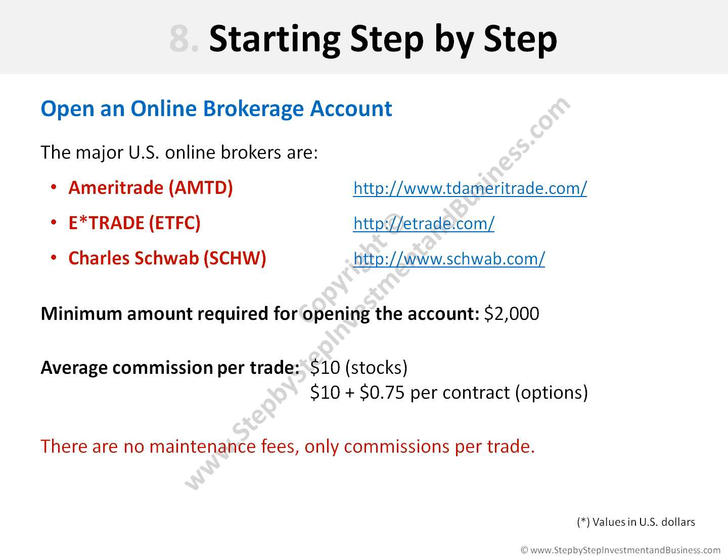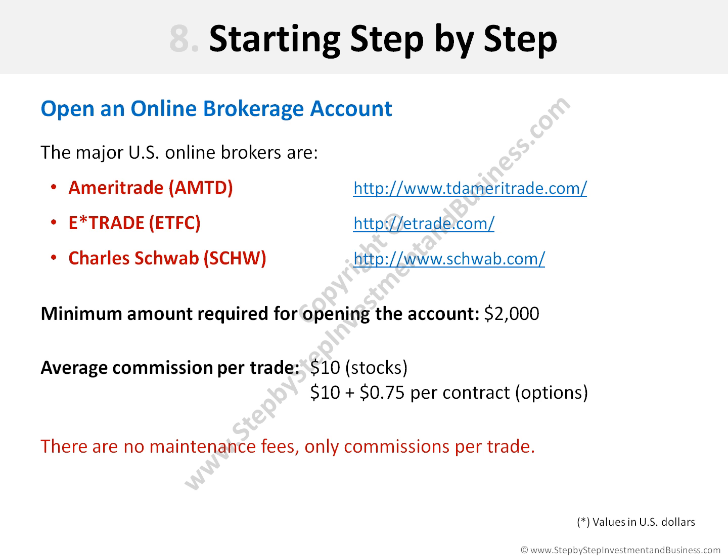All brokers get paid a commission each time we place a trade. In general, the average commission per trade is the following. In the case of trading stocks, $10. And in the case of trading options, the commission is composed of a fixed cost of $10 plus a variable cost of 75 cents per contract.